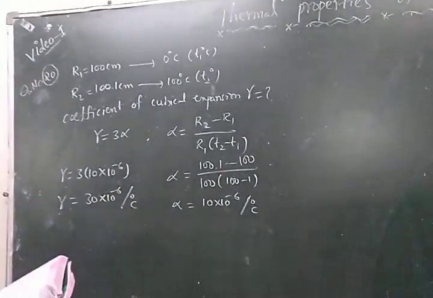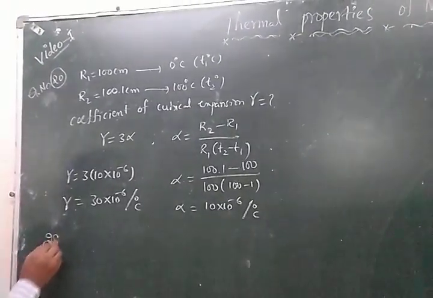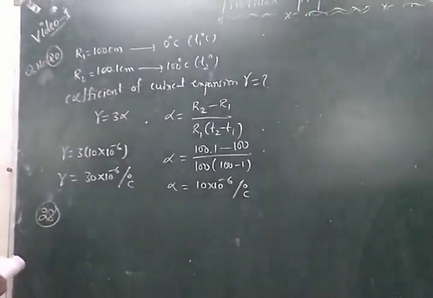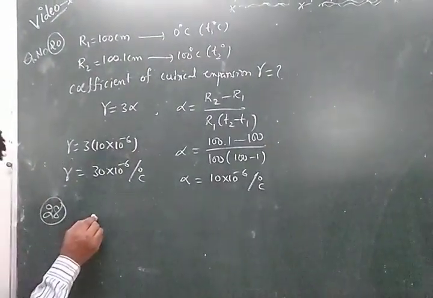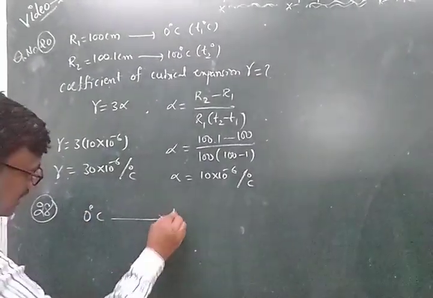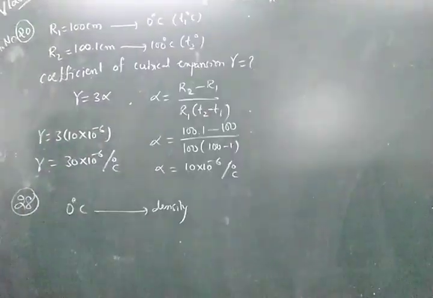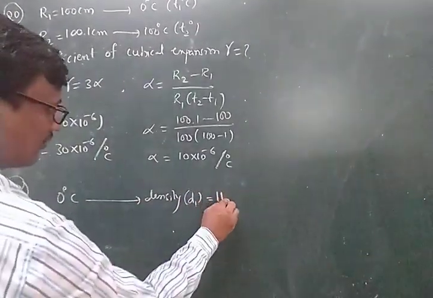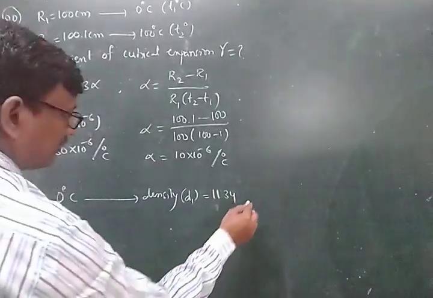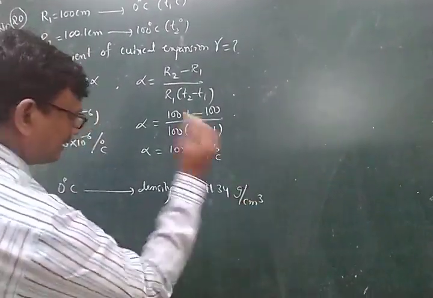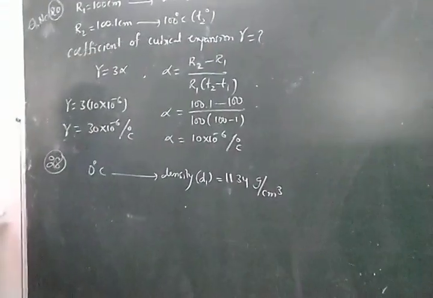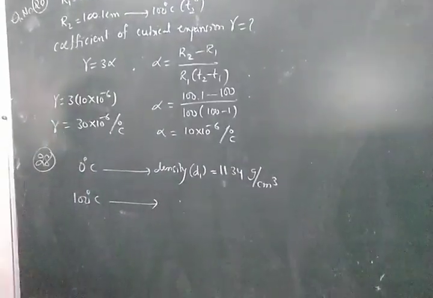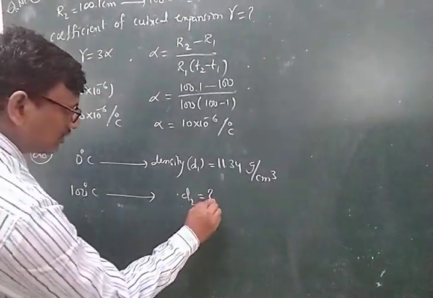And next, see question number 28. The density of lead at 0 degree centigrade, how much is it? The density D1 is given as 11.34 gram per cubic centimeter. Now the density at 100 degree centigrade, then find out D2 is equal to how much.